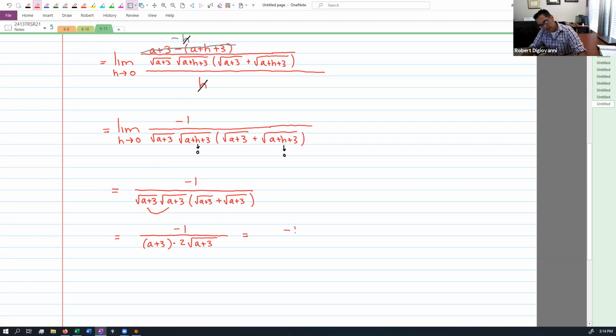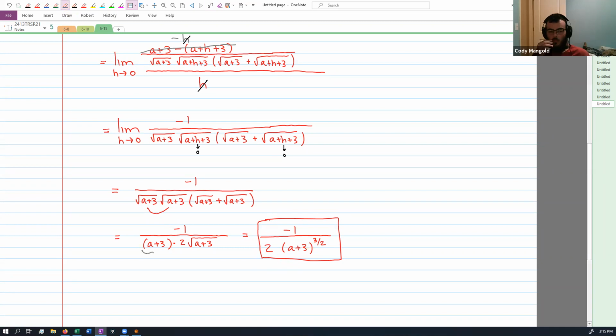And this will be my final answer, and then we'll talk about how I got it. So 1 over 2 times (a plus 3) to the 3 halves is my final answer. How did I get (a plus 3) to the 3 halves? What did I do?